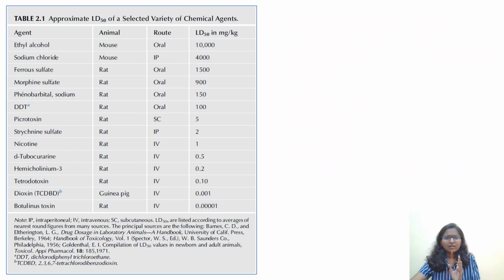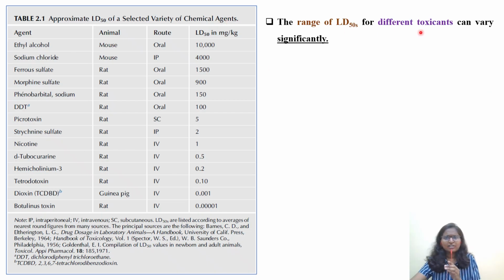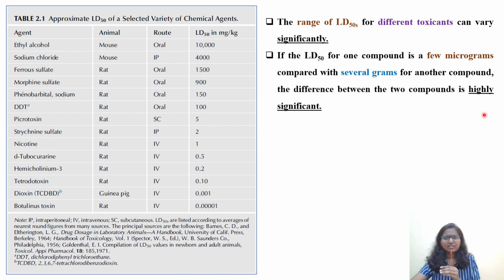Next, this is again very important. This is a table which is given from the textbook. I forgot to give the reference. Probably it might be Klaassen or Hayes. You just go back and check. If you can see, these are approximate LD50 of a selected variety of chemicals. So the range of LD50 for different toxicants can vary significantly. If the LD50 for one compound is a few micrograms, as you can see in the case of botulinum toxin, here the LD50 units are in mg per kg, it is 0.